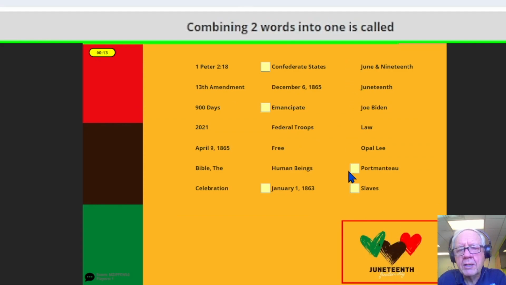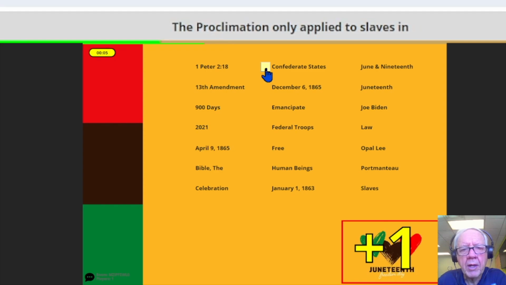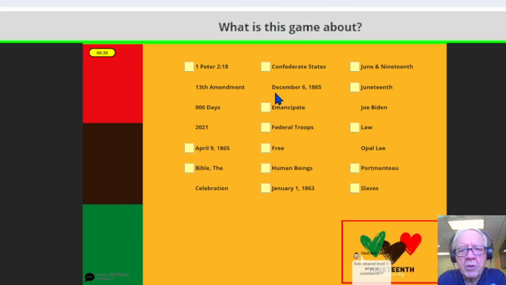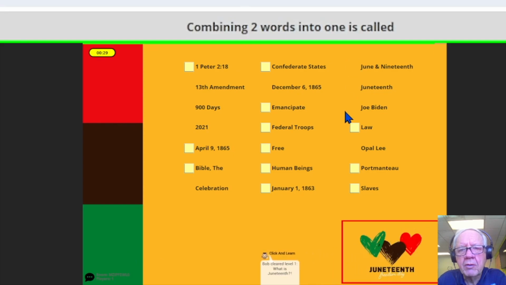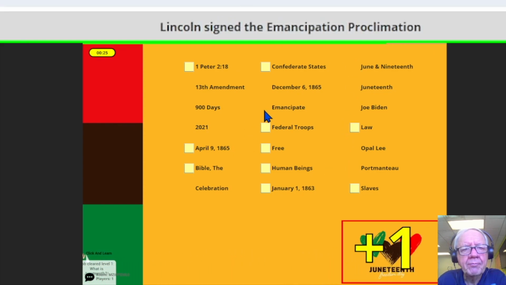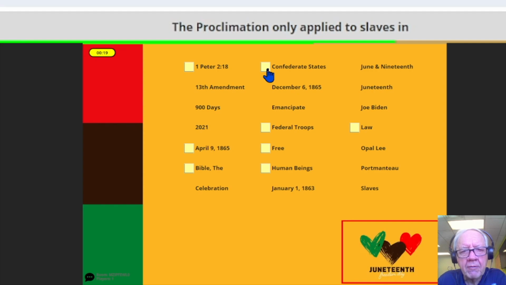Juneteenth, June and 19th, portmanteau, emancipate, January 1st, 1863, to free the slaves, but it only applied to Confederate states. And now for 14 questions: Juneteenth, June and 19th, portmanteau, emancipate, January 1st, 1863, to free the slaves, but it only applied to slaves in Confederate states.